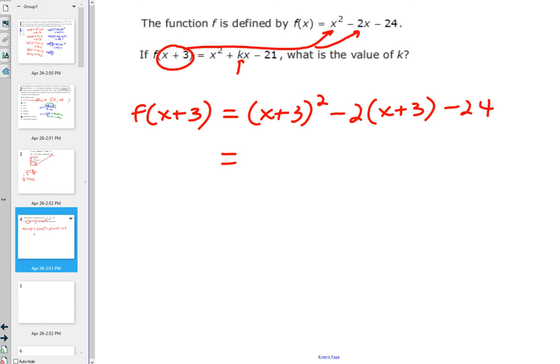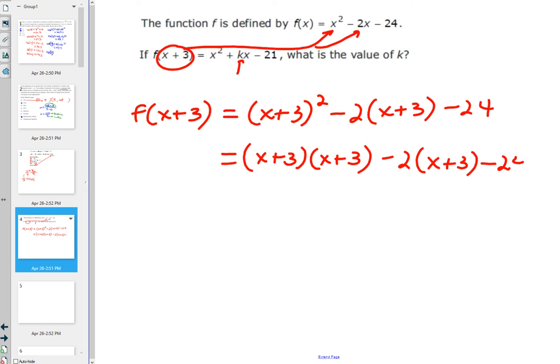You cannot distribute the square. The one thing you cannot distribute over addition. I don't have to do this, but I'll show it to you because if not, you won't understand. I'm really just rewriting this as x plus 3 times x plus 3. I'll keep everything else the same for right now. So how are you going to multiply x plus 3 times x plus 3?